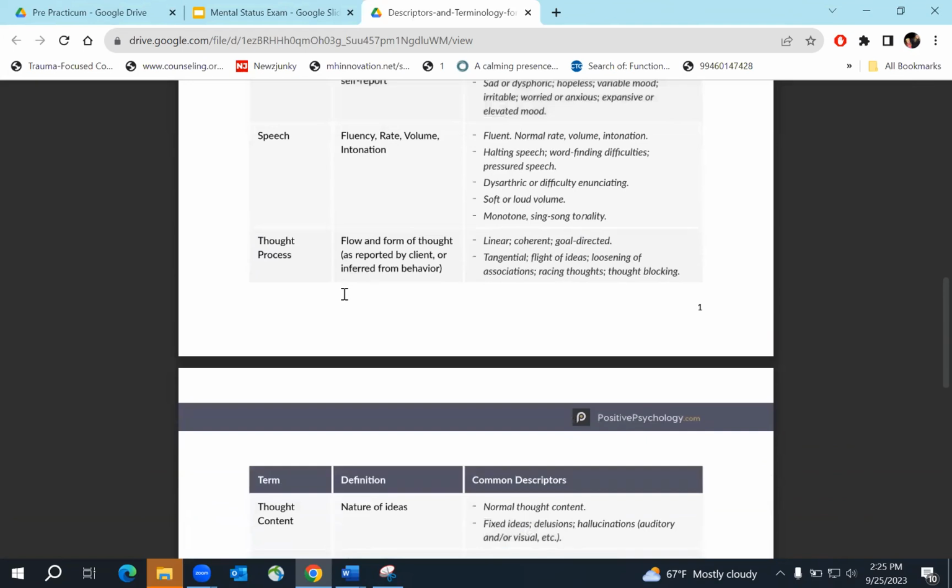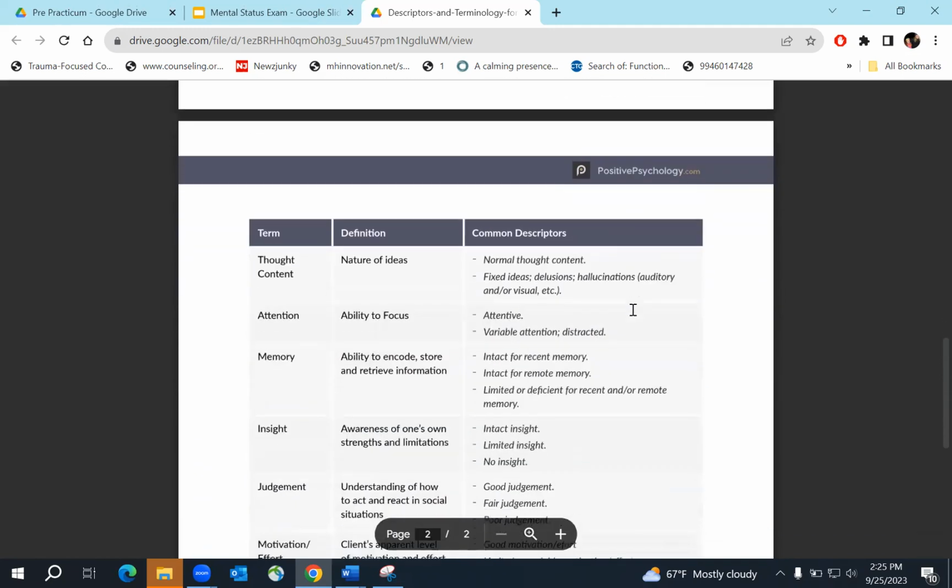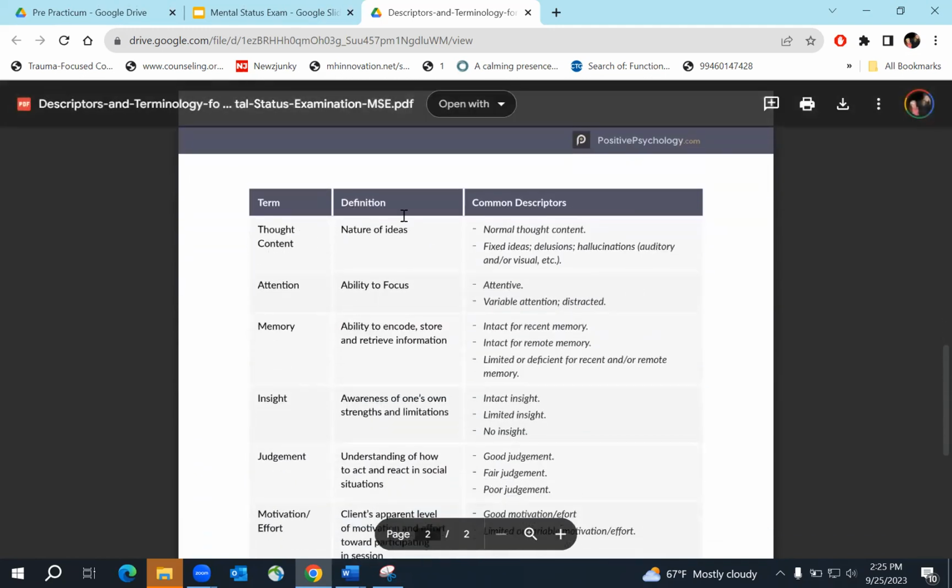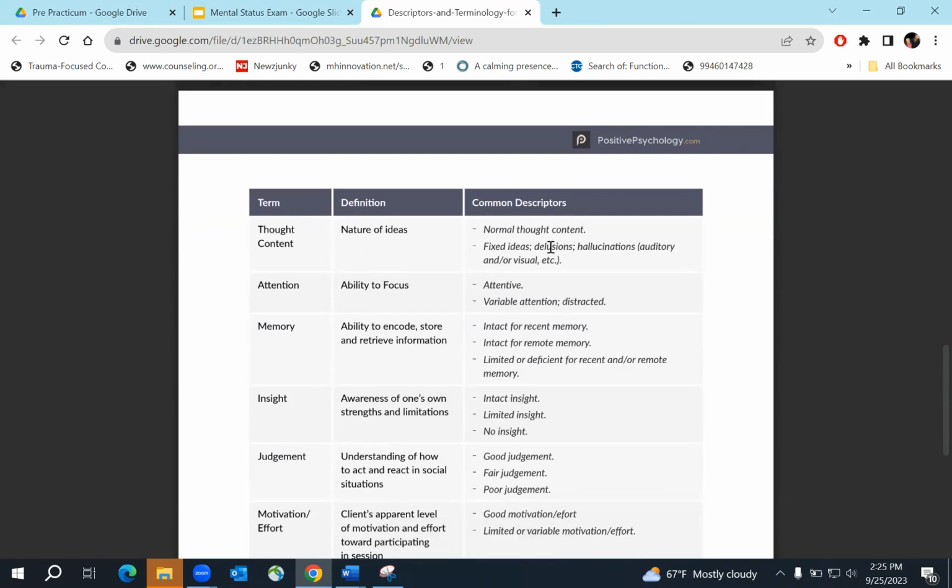Their thought process is their flow and form of thought, as reported by the client or inferred from their behavior or their speech, right? So is their thought process linear? Are they coherent? Are they goal-directed? Or is their thought all over the place? Tangential, flight of ideas, loosening of associations, racing thought, thought blocking. And then their thought content is the nature of their ideas. So is it normal, or is it fixed with delusions and hallucinations?